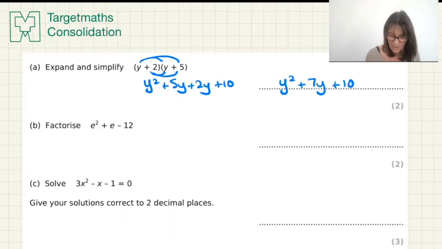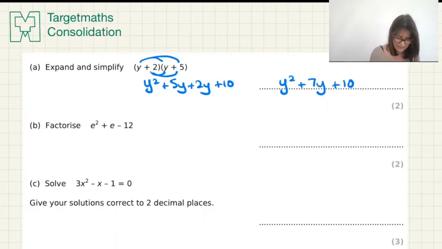Just be careful. Sometimes when it's easy and you can automatically see it, you're so confident with this type of thing, you could miss this step out. It is a 2-mark question. Really important that you show some method to get your method mark. Don't go straight to the answer or it's 1 mark. And we don't want to be losing marks, do we?